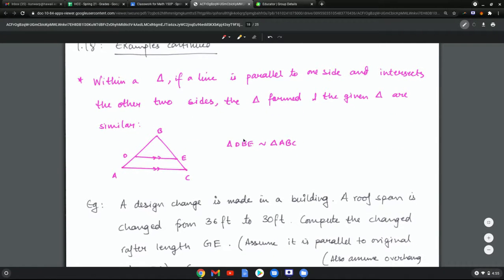Now, within a triangle, if a line is parallel to one side and intersects the other two sides, the triangle formed and the given triangle are similar. So in this case, we say that this smaller triangle BED is similar to the larger triangle ABC. You can imagine why this is true, because if you stretch the smaller triangle, it overlaps with the larger triangle.